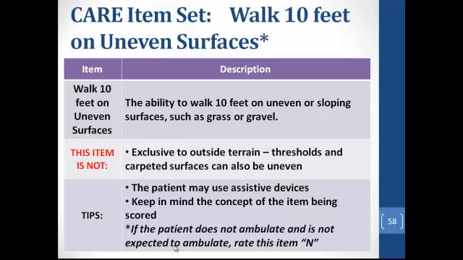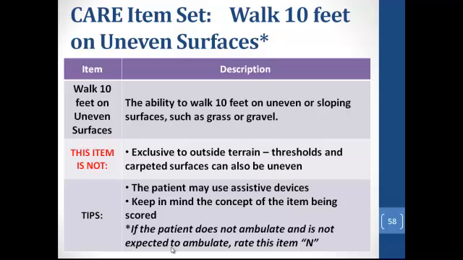The next item is walking 10 feet on uneven surfaces. It is defined as the ability to walk 10 feet on uneven or sloping surfaces, such as grass or gravel. This item, however, is not exclusive to outside terrain, so you should consider thresholds, carpeted areas, or even buy a piece of turf or carpet to lie down on the floor. Of course, it is easier outside with gravel and uneven sidewalks. It may be challenging to some to consider doing this task at evaluation, but remember that we should attempt to test the patient on all items. Don't assume the patient can't do it until they have tried.